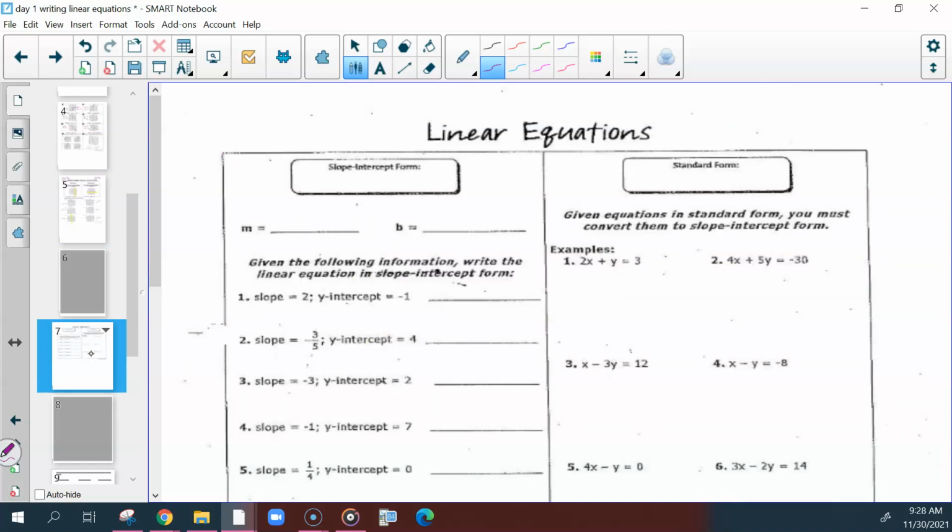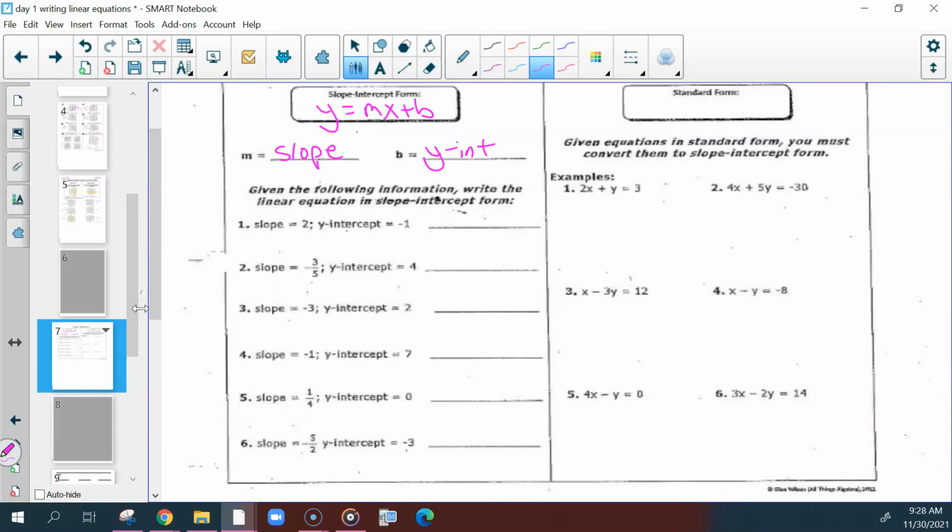So the 2 things at the top, your slope-intercept form is y equals mx plus b, where m is the slope and b is the y-intercept. I know some of you started this already, and you can check your answers. We did some of these already, I want to say when we were graphing. But here we're given a slope, we're given a y-intercept, we have to be able to put them together.